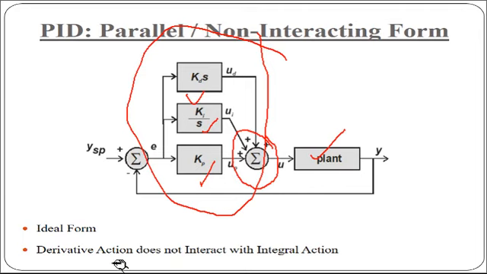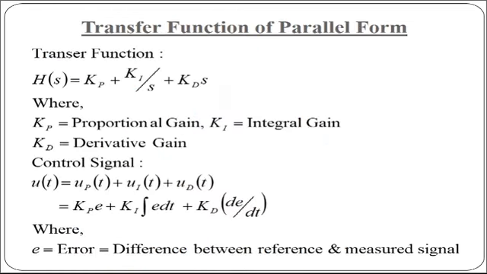In the ideal form, the derivative action does not interact with the integral action. We already saw that the derivative controller gives a fractional change with respect to the error, and the integral controller also gives a fractional change after a few seconds. If two fractional changes combine with respect to each other, the combined effect is a very high amplitude, and because of that the derivative and integral controllers cannot be used alone. Transfer function for the parallel form, if we have to define it, then how can we define it?